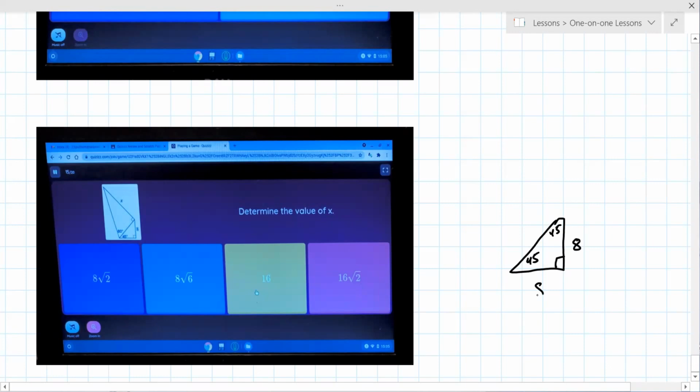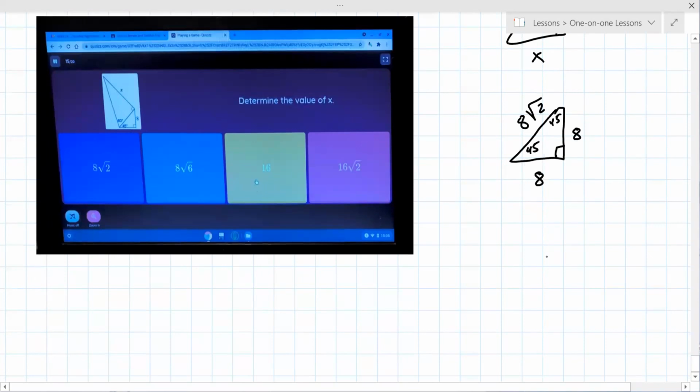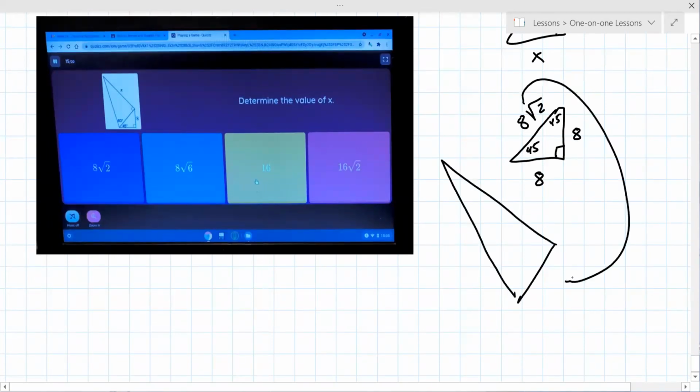The other leg is also 8 because it's a 45, 45, 90 triangle. So it's x, x, x root 2. What that means is the two legs are the same, and then the hypotenuse is the leg times the square root of 2. So this is 8 square root 2 here. And this leg, I'm sorry, this hypotenuse becomes the leg of the triangle there. So this 8 square root 2 is right here.